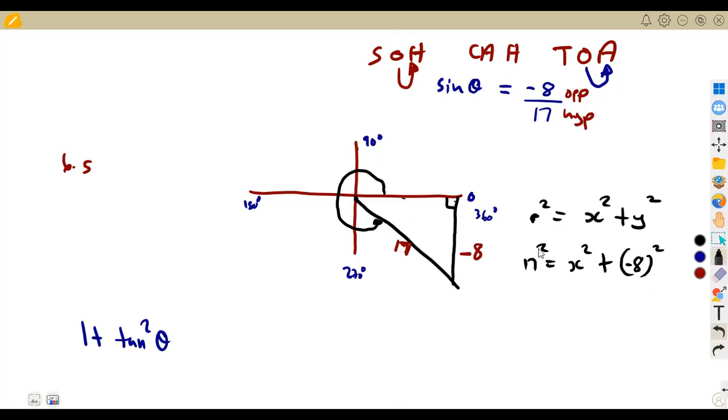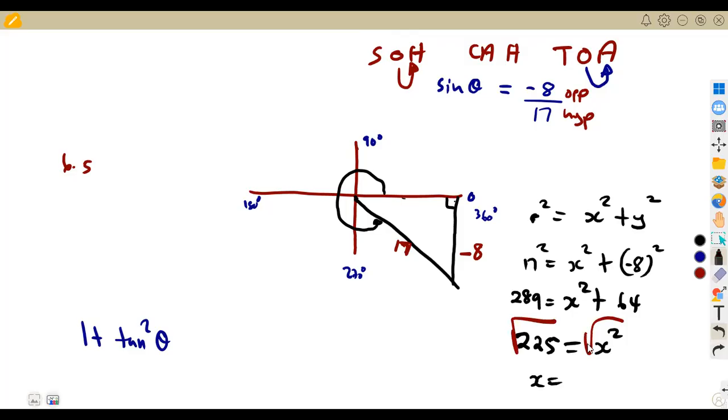So we're going to simplify 17 squared. That is 289, equal to x squared plus 64. Then transpose 64 to this side, it becomes a negative. So it will be 289 minus 64, which is 225, is equal to x squared. You can determine this by putting the square root on both sides. So x is going to be the square root of 225, which is plus or minus 15.